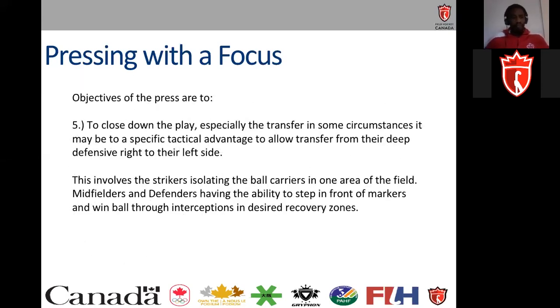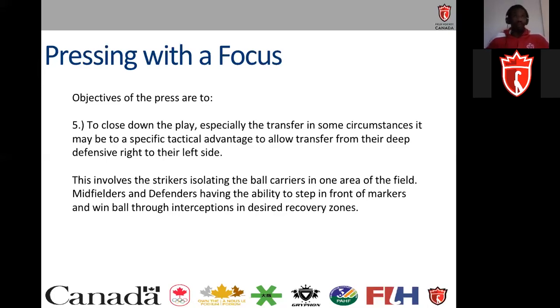Then objective number five is to close down the play, especially the transfer. In some circumstances it may be to a specific tactical advantage that we want to keep them on one side, and not allow them to transfer from the deep defensive right or left defender, for instance. This involves the strikers isolating the ball carriers in one area of the field, and midfielders and defenders having the ability to step in front of markers and also win the ball through interceptions or through a desired recovery zone.